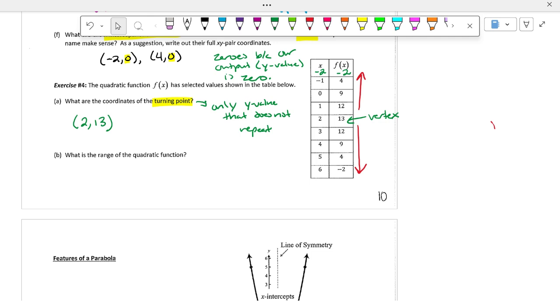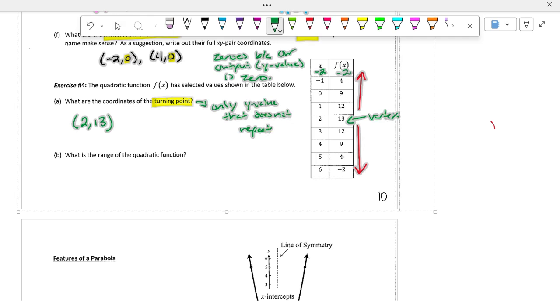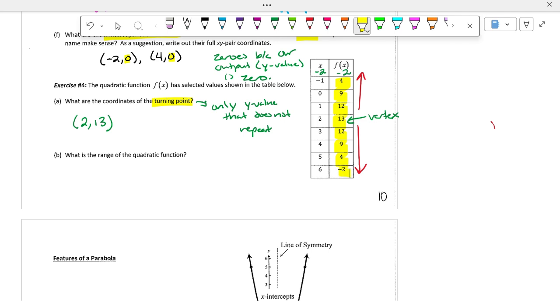Now, here's the question. On either side of the 13, are the y values getting smaller the further away they get from 13 or bigger the further away they get from 13? So in other words, what I'm asking is, is 13 the biggest y value or the smallest y value? So if you look at these y values, guys, is 13 the biggest or the smallest? It's the biggest. So that means that turning point will be a max. So our graph would look like this if we graphed it.